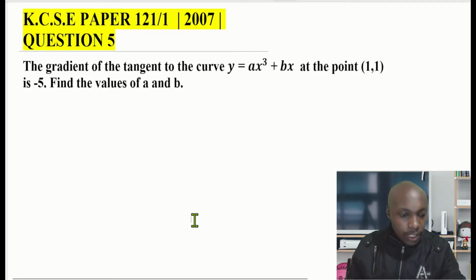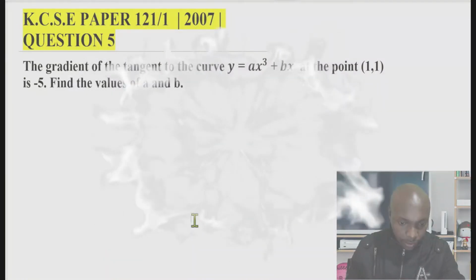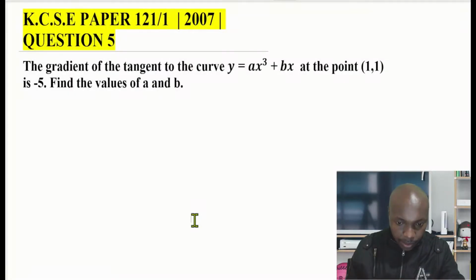Welcome to the lesson KCSE Paper 1 2007. The question is about calculus, finding the gradient of the tangent. The question reads: the gradient of the tangent to the curve y equals ax cubed plus bx at point (1, 1) is negative 5. Find the values of a and b.